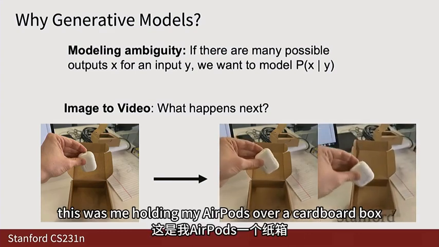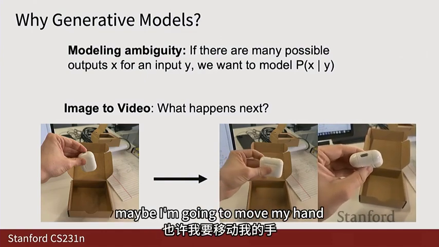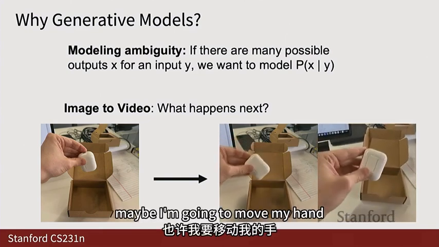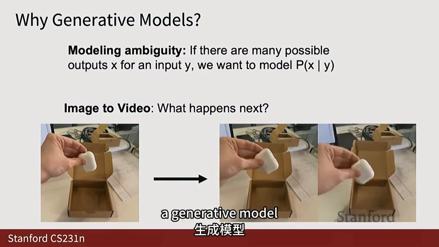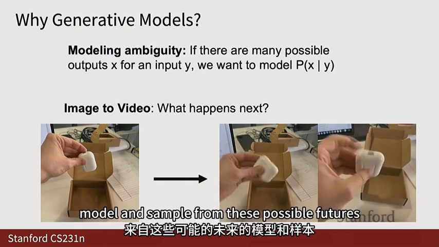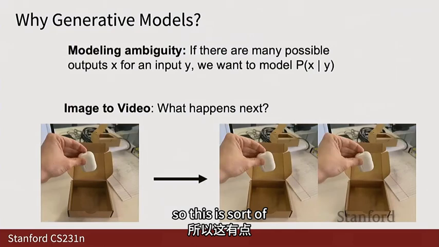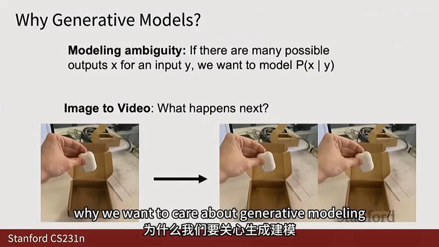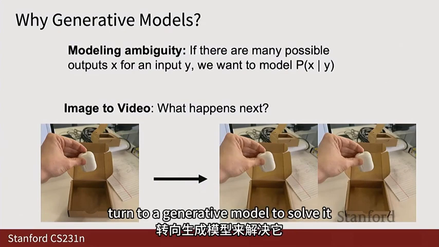This was me holding my AirPods over a cardboard box. Maybe I'm going to drop it. Maybe I'm going to move my hand. Maybe I'm going to move my hand and the AirPods will morph into different kinds of AirPods. There's all kinds of things that could happen. A generative model in principle lets you model and sample from these possible futures. So this is why we want to care about generative modeling. Anytime there's ambiguity in the output, that's when you want to turn to a generative model to solve it.